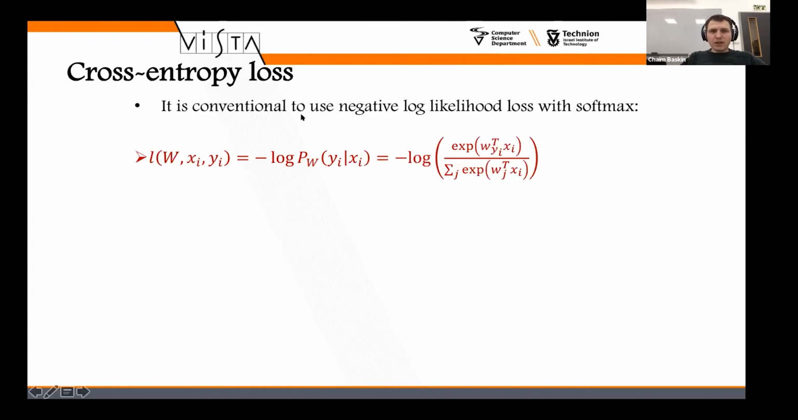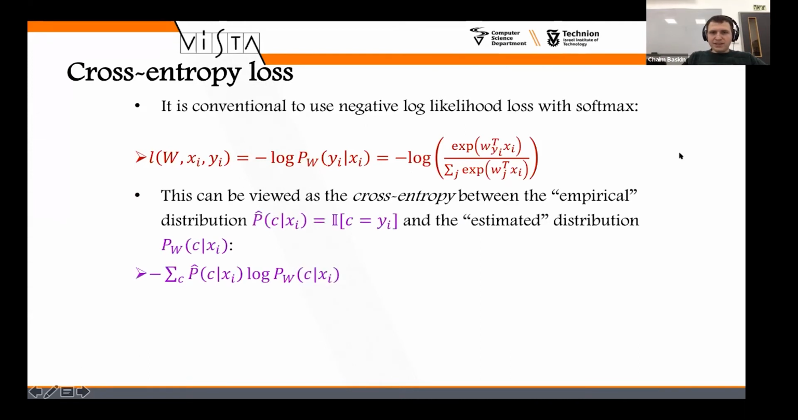Okay, so cross entropy loss. It's conventional, it's common to use the negative log likelihood with softmax. Actually, it's minus log p of the conditional distribution of y depending on x. Or it's minus log of our softmax distribution. How can we view it? It can be viewed as the cross entropy between the empirical distribution that we have over classes depending on x, and the estimated distribution that we have, p_w, okay?